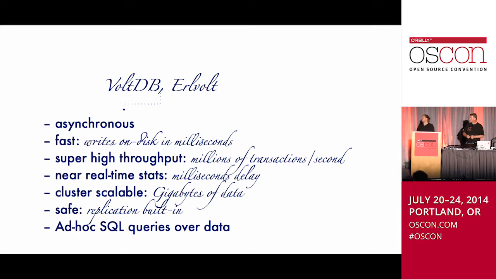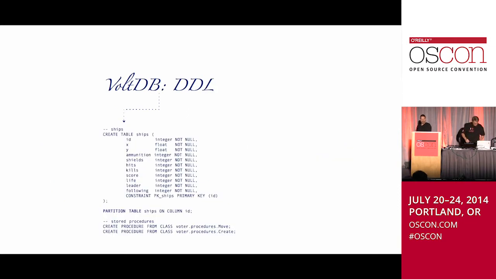Then we have Voltdb. That is an asynchronous database. It's very, very fast. It can write millions of updates per second. It has near real-time statistics abilities in its materialized views. And it's very safe because there's replication built in, even across data centers if you need that in the professional license. This is how the database looks.